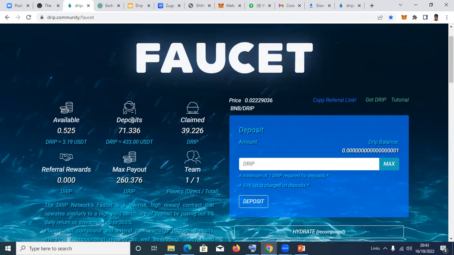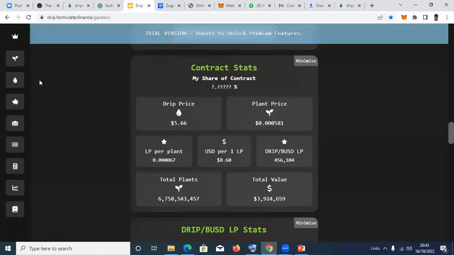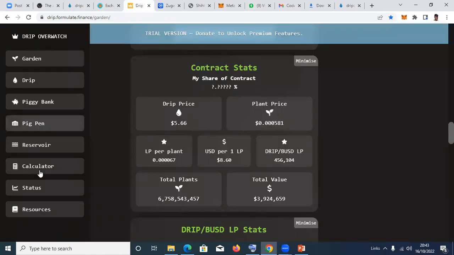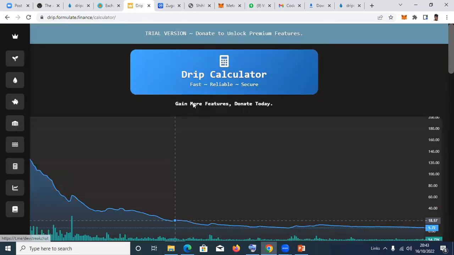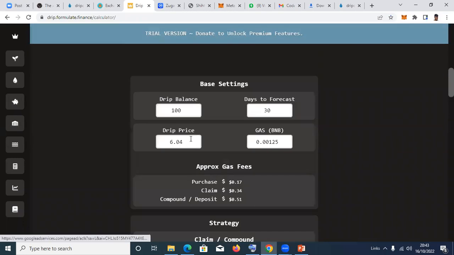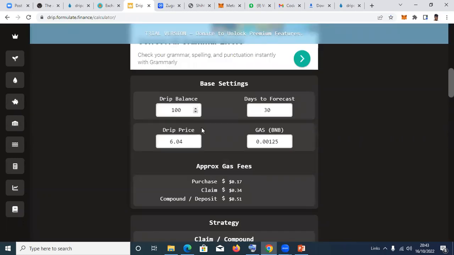This generates for you 1% of your total deposit per day. How does this work? Let me shock you. If you come to the drip calculator and give yourself, okay, I want to stake like 100 drip, let me show you what 100 drip can give you in 30 days.